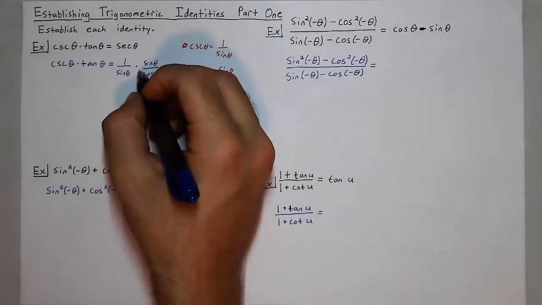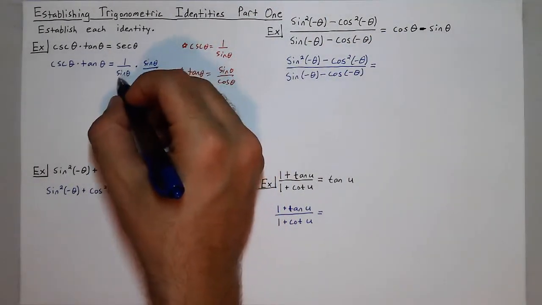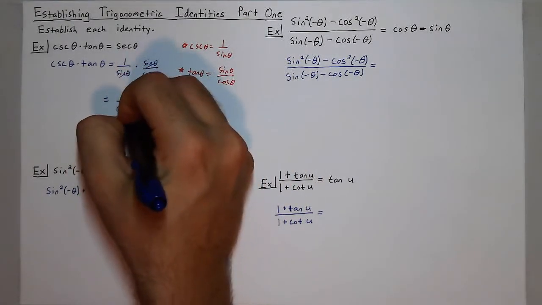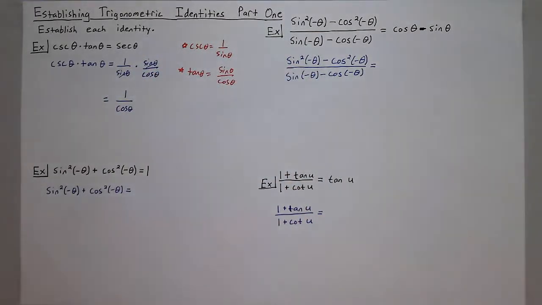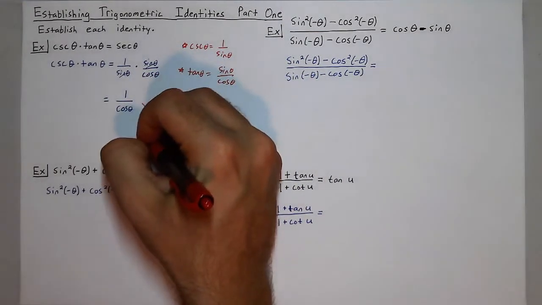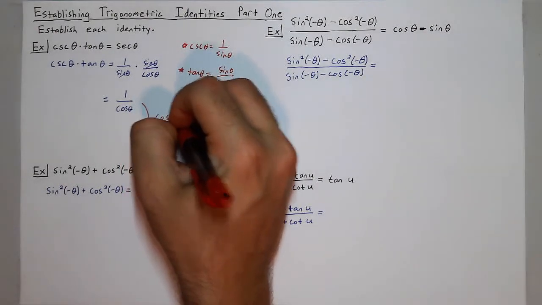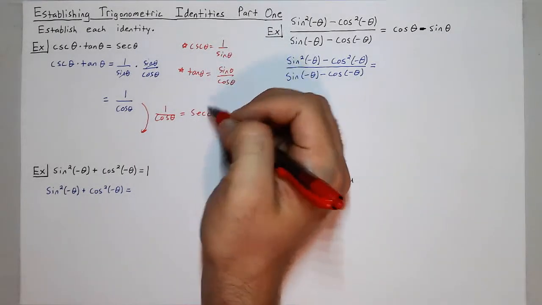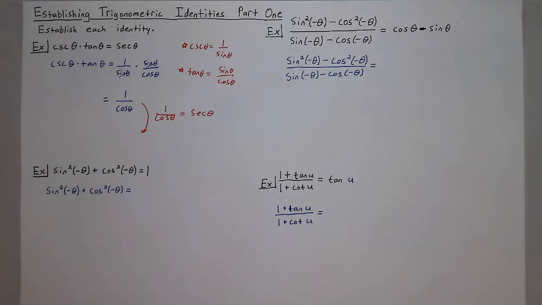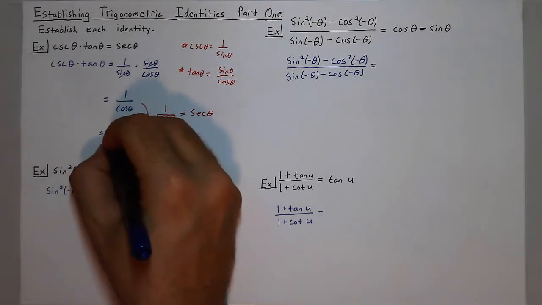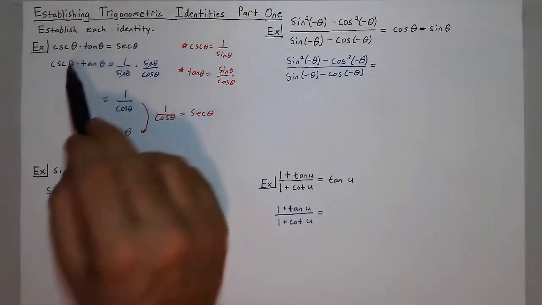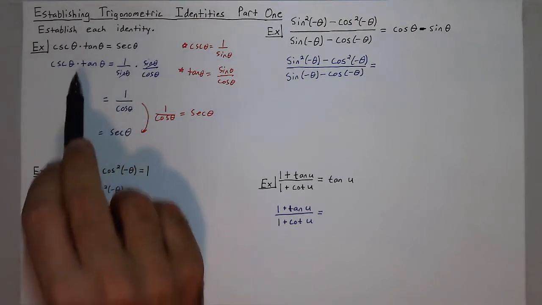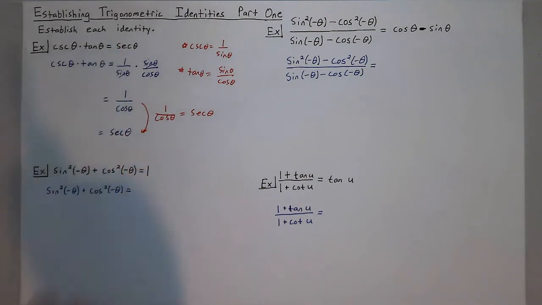Now that I'm here, I can see, oh, the sines can cancel, and I'll be left with 1 over cosine of theta, which is another reciprocal identity, because I know that 1 over cosine of theta is equal to secant of theta. That's the other reciprocal identity that I didn't use here. That gives me secant of theta. Now I've shown the pathway to go from cosecant theta tangent theta all the way to secant theta. So I've now confirmed that this is true, therefore I've established that identity.